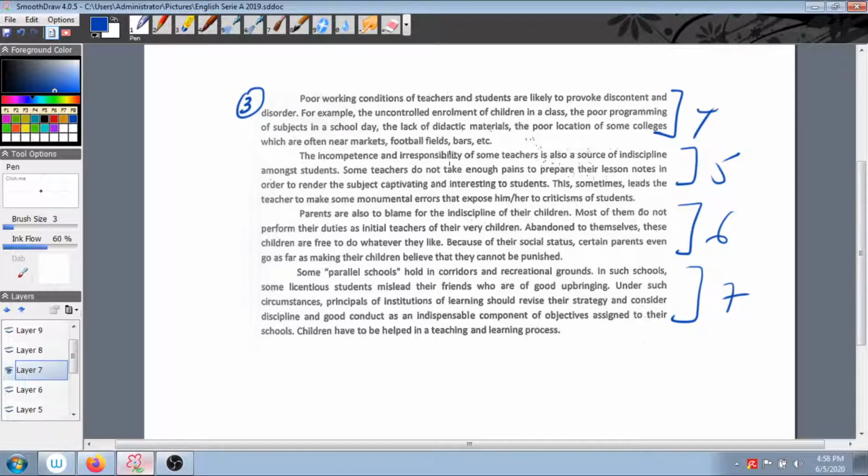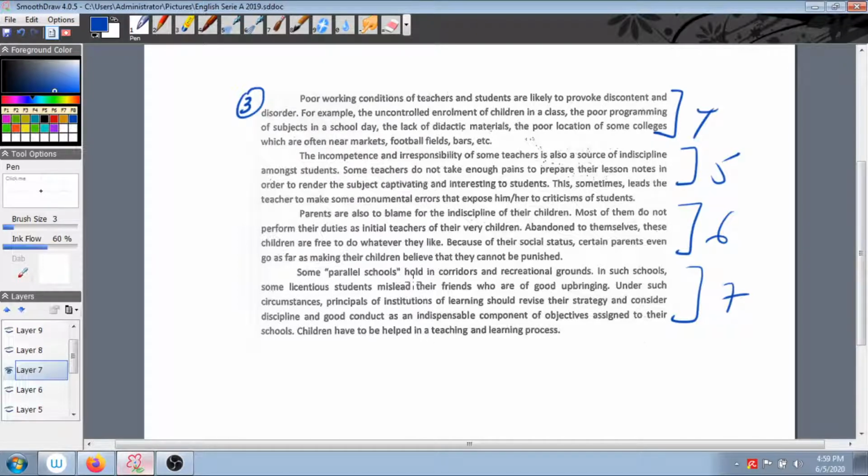The incompetence and irresponsibility of some teachers is also a source of indiscipline amongst students. Some teachers do not take enough pains to prepare their lesson notes in order to render the subject captivating and interesting to students. This sometimes leads the teacher to make monumental errors that expose him or her to criticism of students. Parents are also to blame for the indiscipline of their children. Most of them do not perform their duties as initial teachers of their very children. Abandoned to themselves, these children are free to do whatever they like because of their social status. Certain parents even go as far as making their children believe that they cannot be punished.